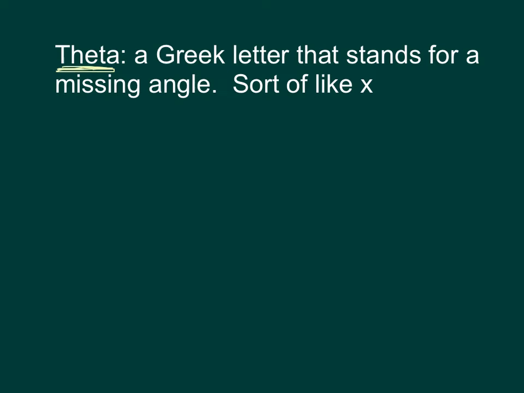Let's start with a quick definition of theta. It's a Greek letter that stands for a missing angle. It's sort of like the way we use x to stand for a missing side. We write theta as a circle, or more of an ellipse, an oval with a line through it. And all it is, is a variable representing an angle. Write down this definition on your note sheet.